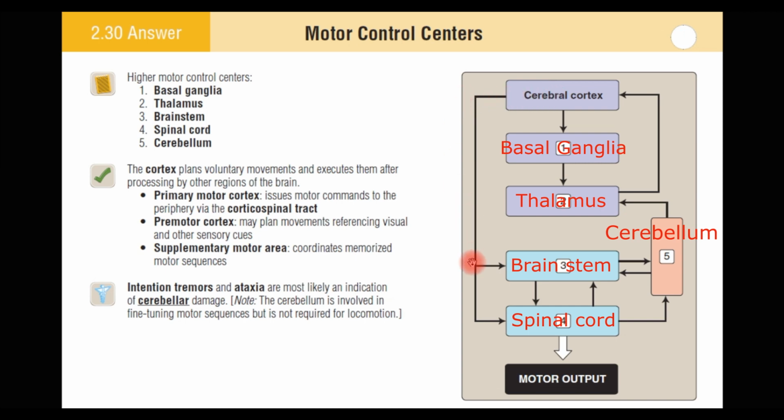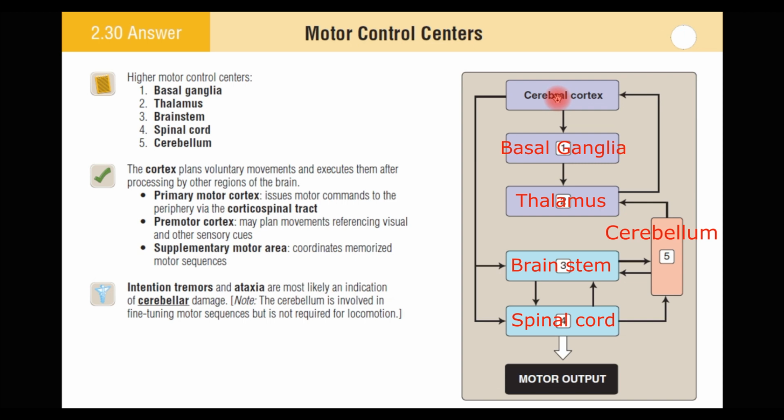The second supply, as you can see here, is to the brainstem. What is the supply? It is the cortico-rubral tract, and the cortical supply to the vestibular nuclei and the reticular nuclei. So these are the cortical supply to the brainstem. Then coming to the cortical supply to number 1, the basal ganglia. The basal ganglia is involved in the powerful initiation of the movement.